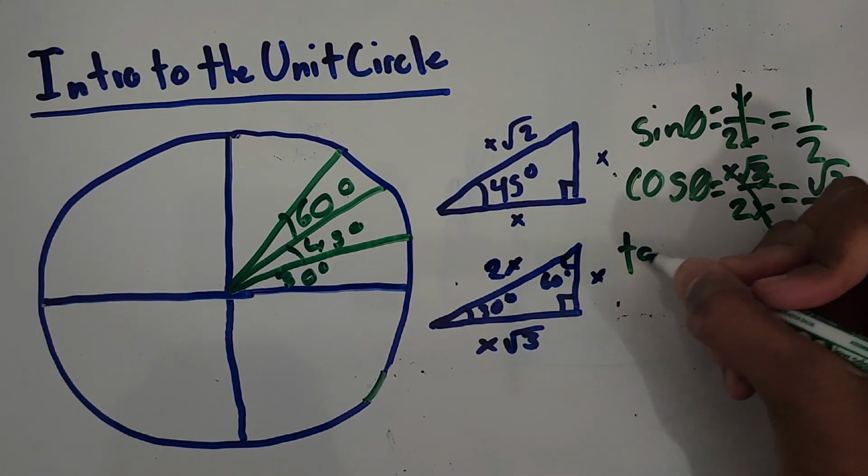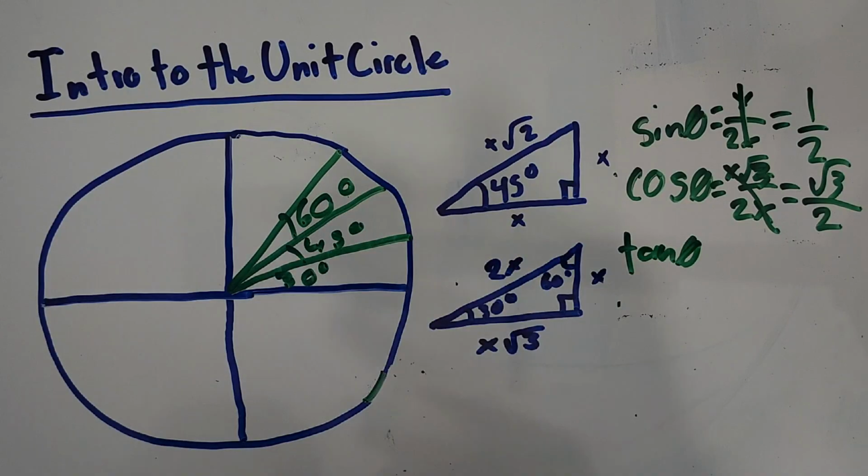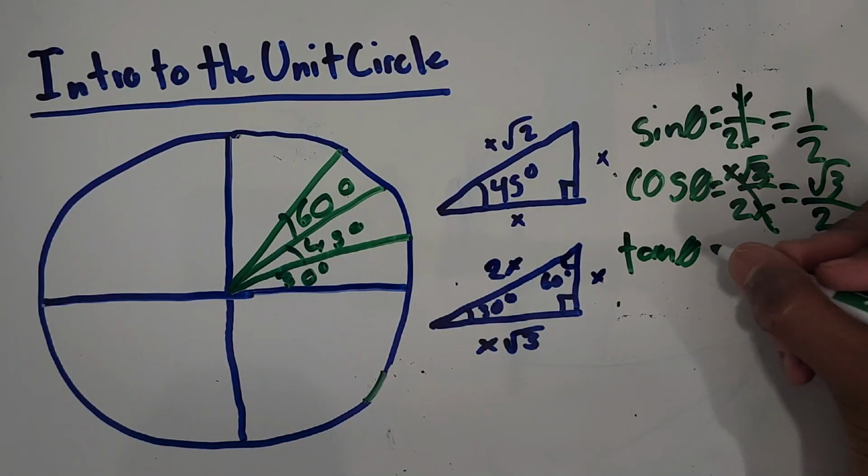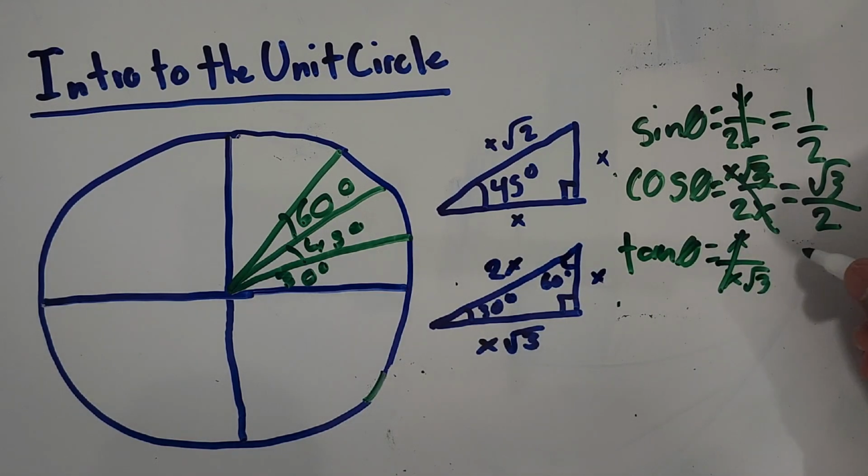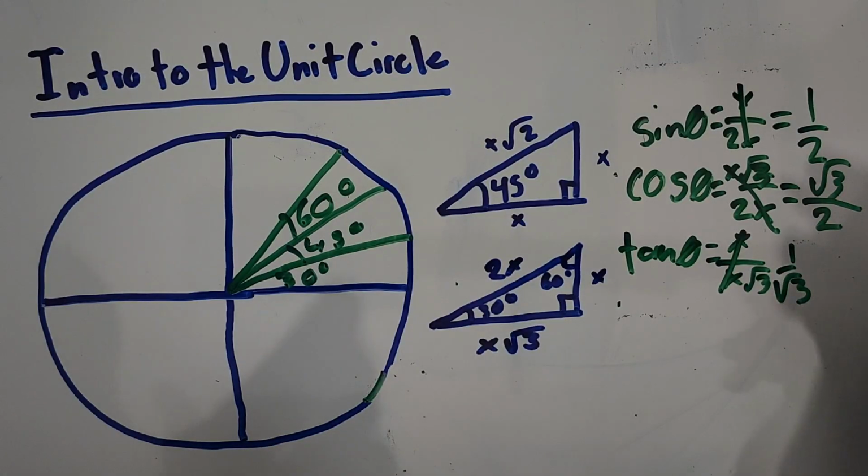And we have tangent theta. So remember, tangent is opposite over adjacent. So we have x over x rad 3. The x's cancel out. We get 1 over rad 3. But remember, we can't have a radical on the bottom. So we multiply this by rad 3.